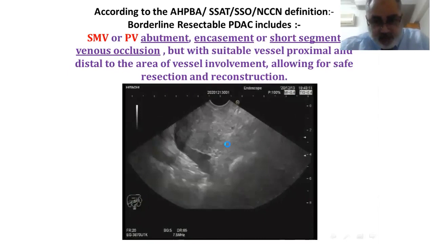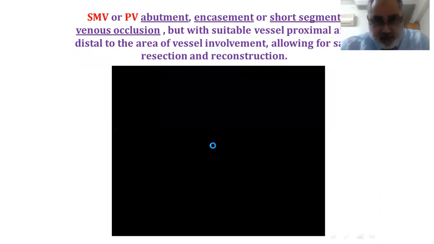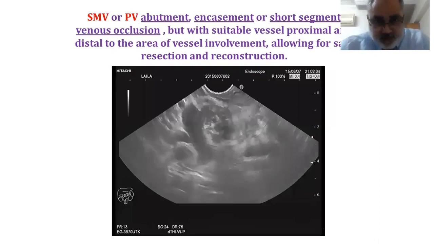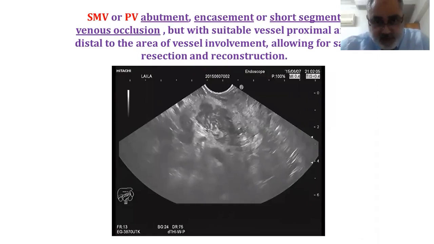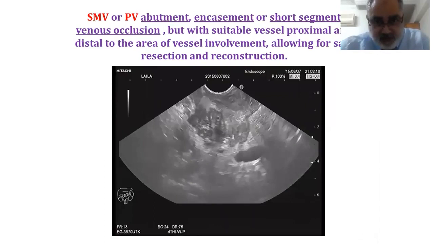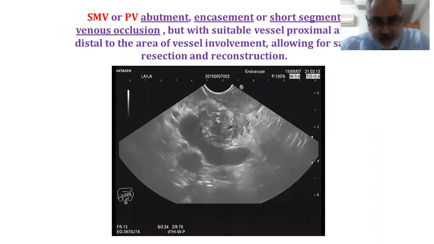Okay, this is another example of a borderline pancreatic head mass. This is the mass, and this is the venous confluence of portal vein and superior mesenteric vein. Very nicely seen. This is the line of contact, the length of contact between the mass and the portal vein and the superior mesenteric vein, portal venous confluence. And we notice here that the interface between the vein and the mass is lost.